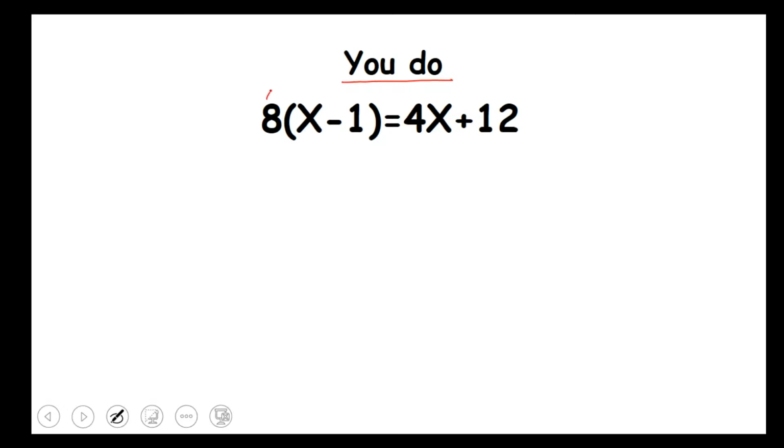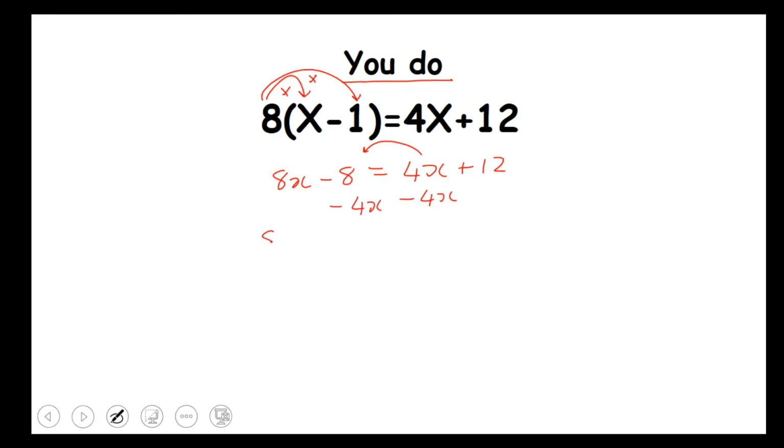Same steps again. First what you do is you expand the bracket. When we expand in bracket, it means multiply. 8 times x is 8x. 8 times minus 1 is minus 8. And that equals 4x plus 12. Next step, get your letters on one side and your numbers on the other side. Okay, so I want to bring this 4x over to this side. This 4x is positive on this side, so if I take it to the other side, I need to do the inverse. So I'll subtract 4x from both sides.